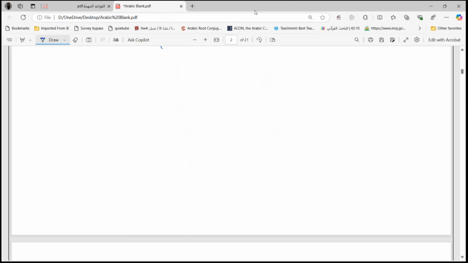So let us write down here. Here you have five in your pocket. Here we divide them into two parts. And here you say af'al, khamsa. Okay, five in your pockets.